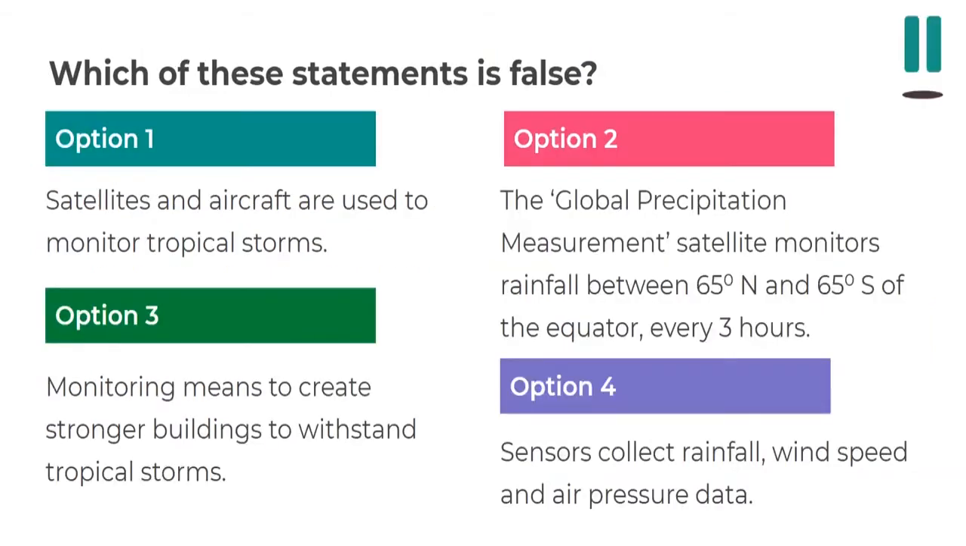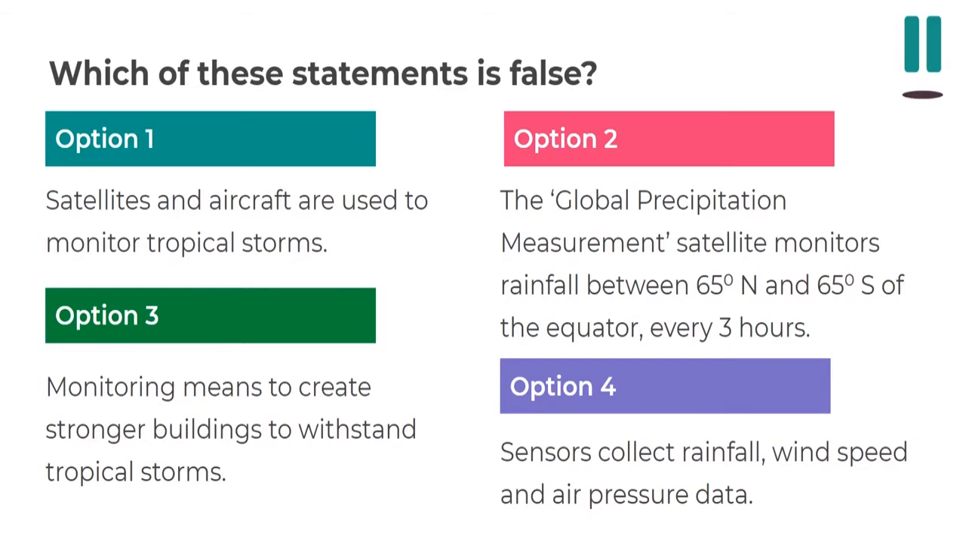So just to check that you've understood what we've done so far, I would like you to decide which of these statements you think is false. So is it option 1, satellites and aircraft are used to monitor tropical storms? Is it option 2, the Global Precipitation Measurement Satellite monitors rainfall between 65 degrees north and 65 degrees south of the equator every 3 hours? Is it option 3, monitoring means to create stronger buildings to withstand tropical storms? Or is it option 4, sensors collect rainfall, wind speed and air pressure data?